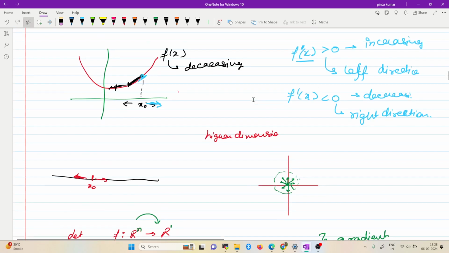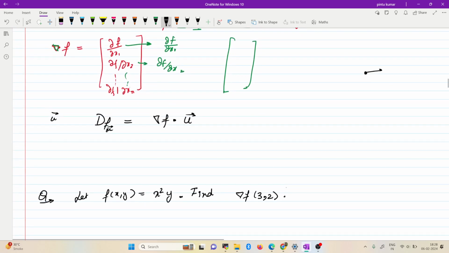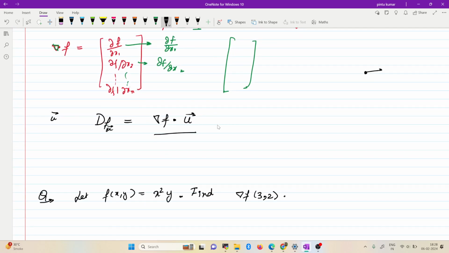When we talked about derivative in one dimension, f dash x served our purpose: if f dash x is greater than 0, we should move in this direction, and if f dash x is less than 0, we will move in the other direction. But when we come to two or higher dimensions, we should find a derivative in every direction, called the directional derivative, and then decide in which direction one should move. This is why gradient is useful.